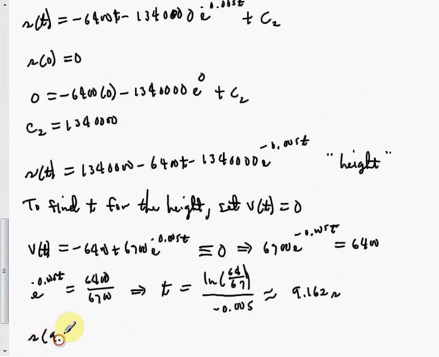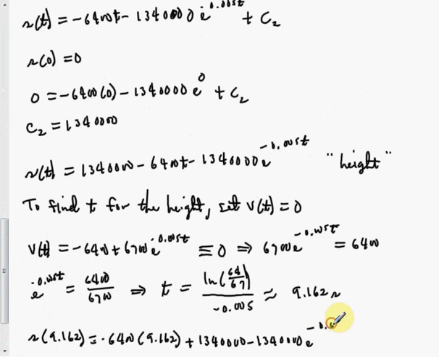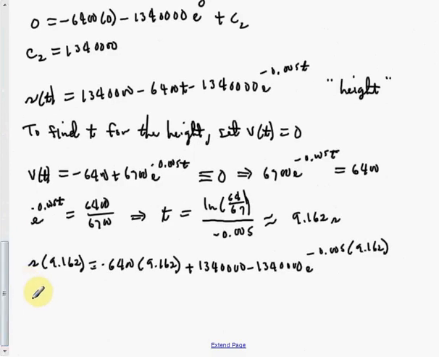So S of 9.162 is equal to negative 6400 times 9.162 plus 134,000, I mean 1,340,000, minus 1,340,000 times e to the negative 0.005 times 9.162. Okay, you calculate that, and that'll give you the maximum height.